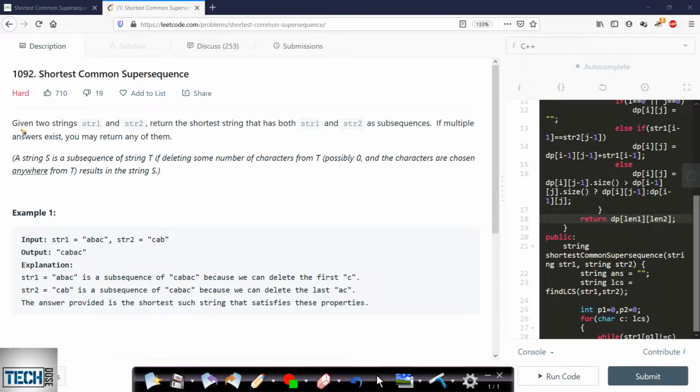Now in this problem, given two strings str1 and str2, return the shortest string that has both str1 and str2 as subsequences. If multiple answers exist, you may return any of them. A string S is a subsequence of string T if deleting some number of characters from T, possibly 0, and the characters are chosen anywhere from T results in the string S. So I assume that you already know the definition of the subsequence as well as the longest common subsequence.